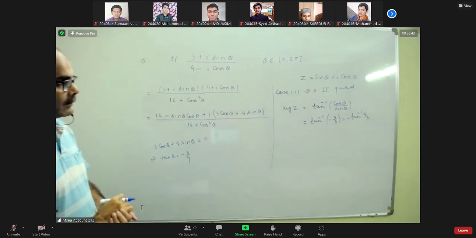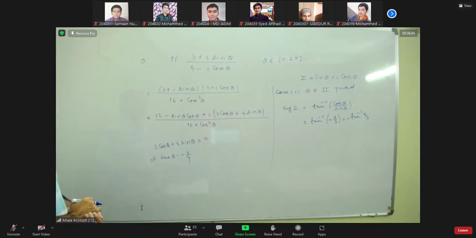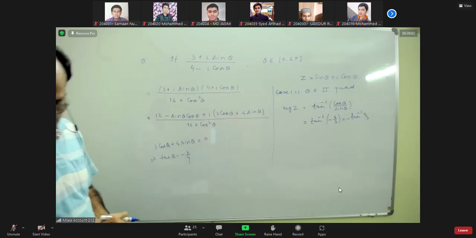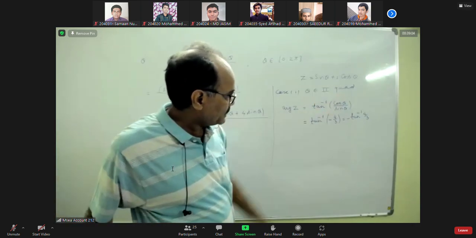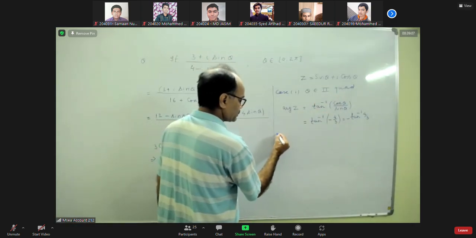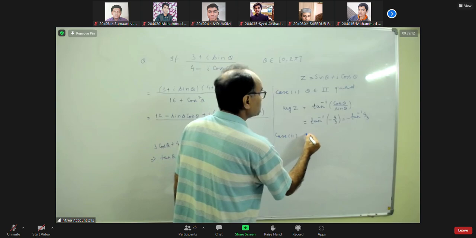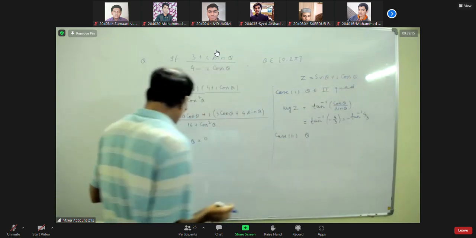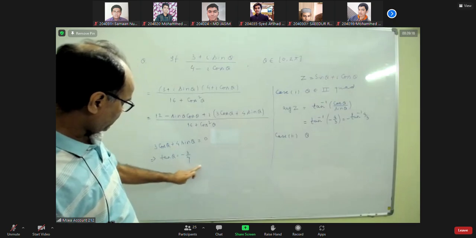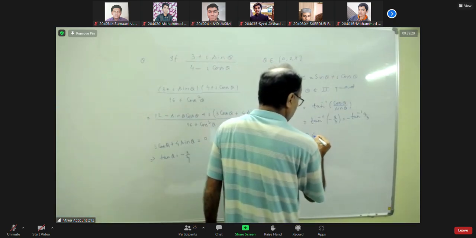If this option is there... yes, sir, this option is there. We have 5 minus tan inverse 4 by 3. So this option is not there in any of the four options. So come to case 2. Based on this information, theta belongs to the fourth quadrant.